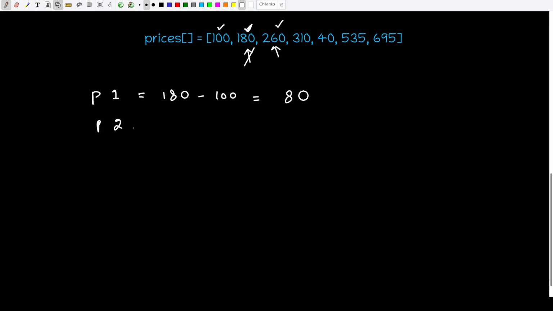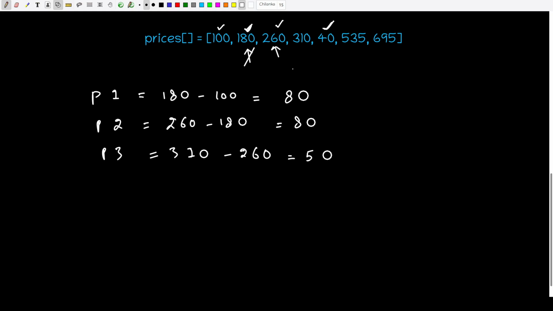So the profit which we will make is 260 minus 180, which is equal to 80. Similarly, we will make another profit if we sell the stock at 310 and bought it at 260. So the profit which we'll make over here is 50. Moving forward, when we are at this position, we are not making any profit because before this the price of a stock is 310 and the current price of a stock is 40. So we are not making any profit.